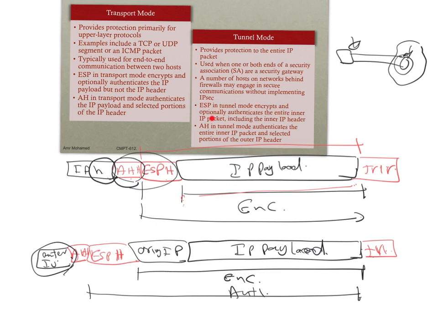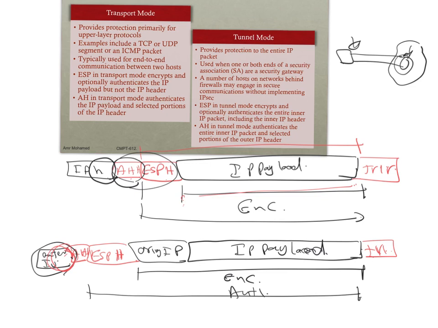ESP in tunnel mode encrypts and optionally authenticates the entire inner IP packet, including the inner IP header, which is this one. Okay? And AH in the tunnel mode authenticates the entire IP packet and selected portions of the IP header. This is what we were saying, selected portions of even this part. Okay? So when I calculate the hash, well, the message authentication code is a hash and it's encrypted, right? So when I calculate the hash, I can in fact also ensure the integrity of the IP header, but I cannot encrypt it.